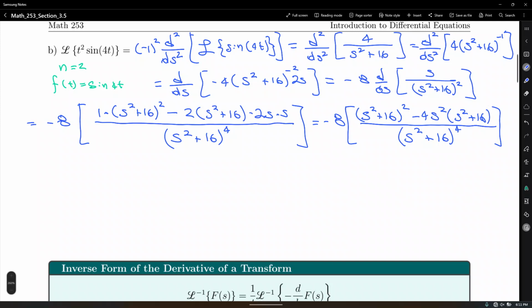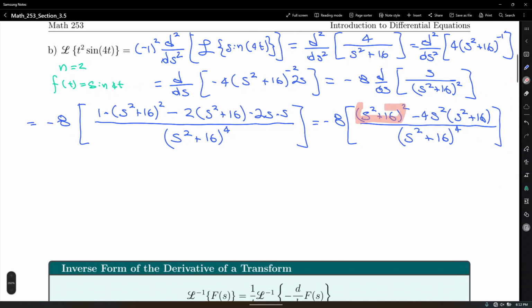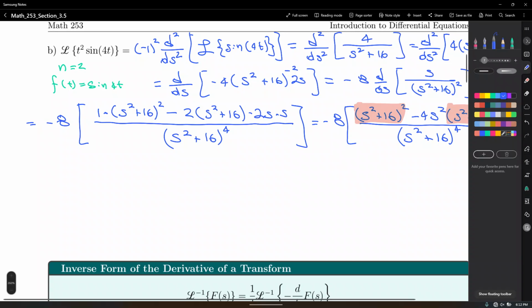Okay, guys, I know what you might be thinking. Distributing the negative 4s squared and then getting a quartic polynomial, that's not going to take us anywhere. No. Check this out. I'm going to factor s squared plus 16. I'm going to factor actually one power of it, because we have a quadratic in the first term and just the first power in the second. So I'm going to factor it out.